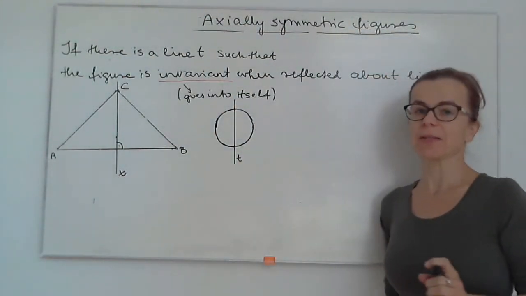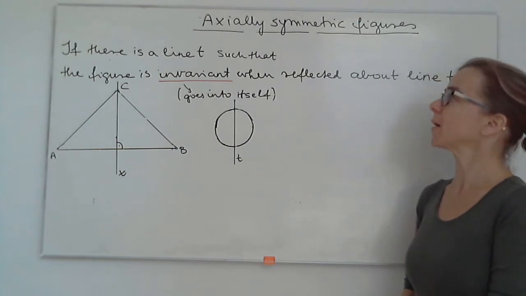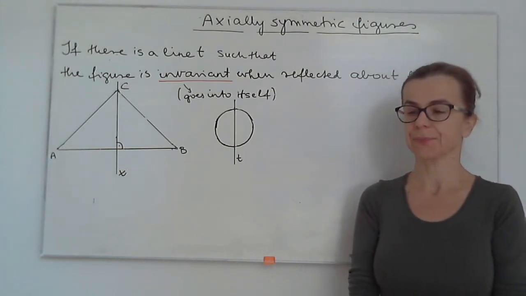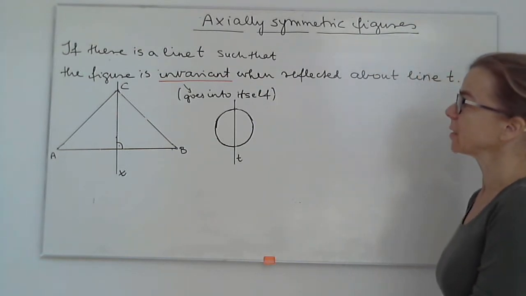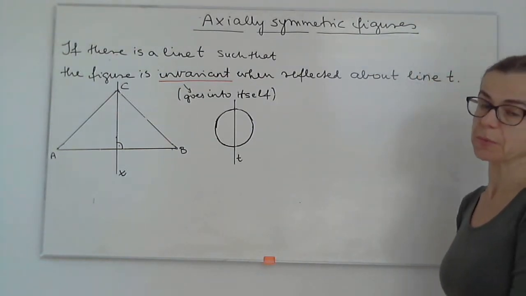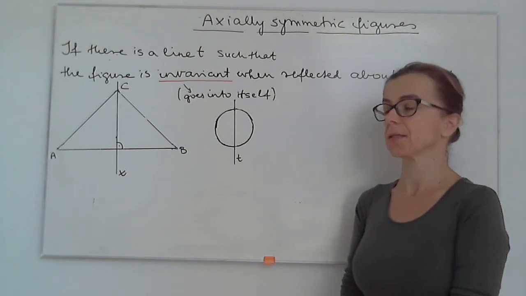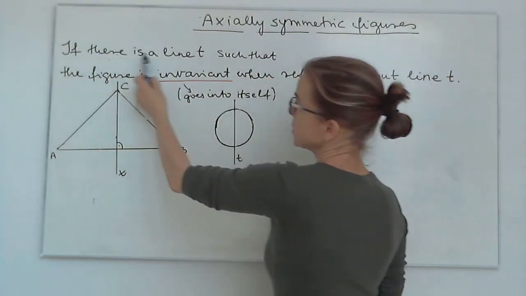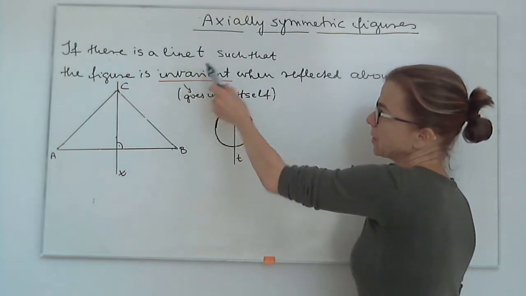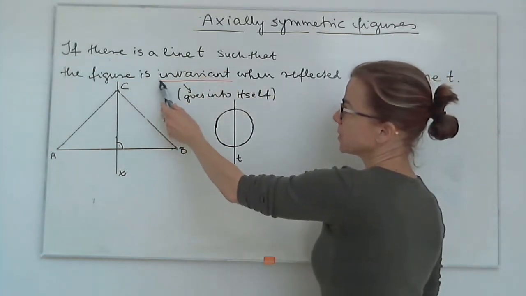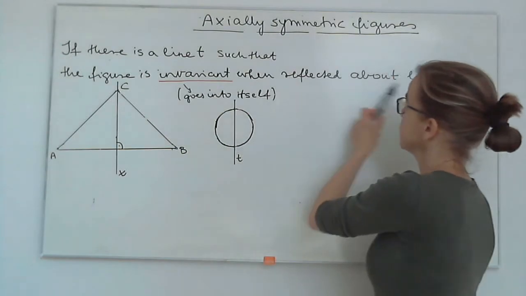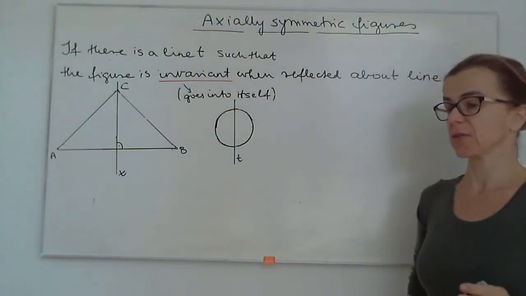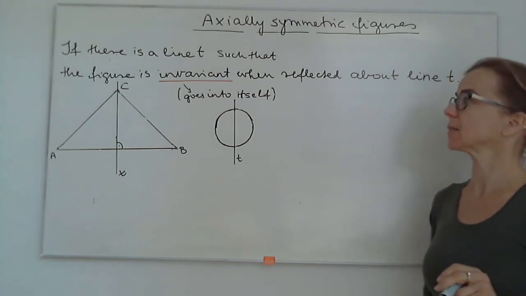So hello everybody. Today I'm going to talk about the axially symmetric figures of the plane. First, as you can see, is a definition of what we mean by a figure being axially symmetric. The definition says that if there is a line, let's call it T, such that the figure is invariant when reflected about line T, then we say that this figure is axially symmetric.